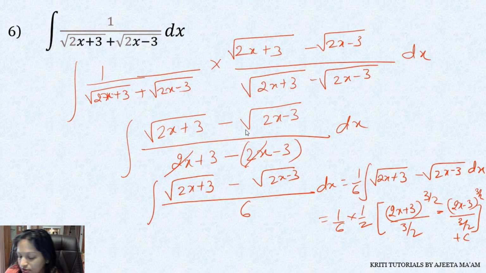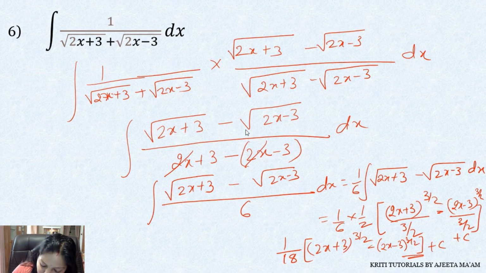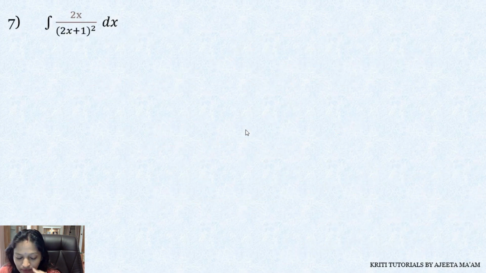So if I write the final answer, 3 by 2 in the denominator is again common in both. So what will I get? 1 upon 6. 2 will cancel out. 6 3s are 18. And here we get 2x plus 3 raised to 3 by 2, and here we have 2x minus 3 raised to 3 by 2 plus c. So this is our final answer. So how did 1 upon 18 come? If I write it in a very simple way, 1 upon 6 into 1 upon 2, and from here 2 by 3 will also come, students. So this makes it 1 upon 18. Correct? So this is how we solve it. Simplest and the easiest. Now let's go to the next.